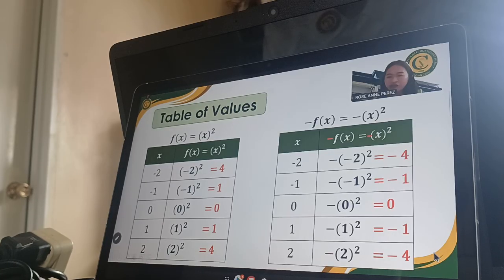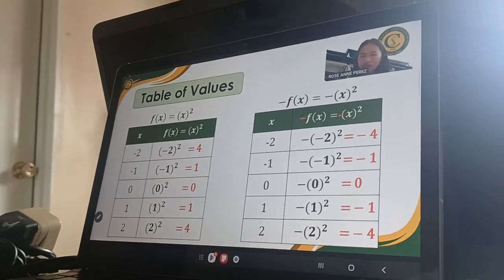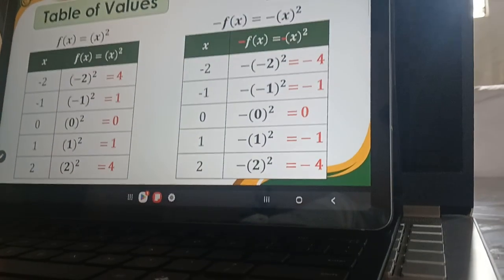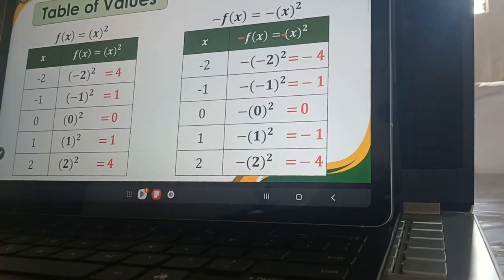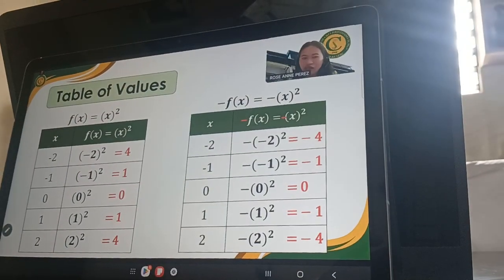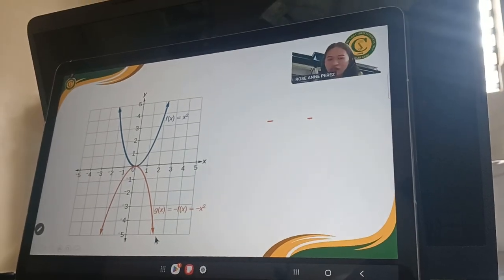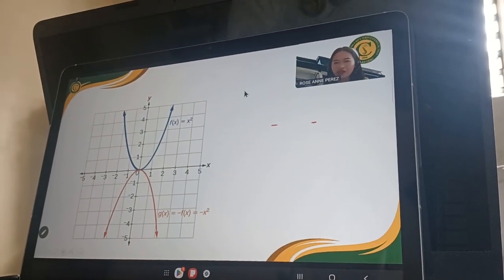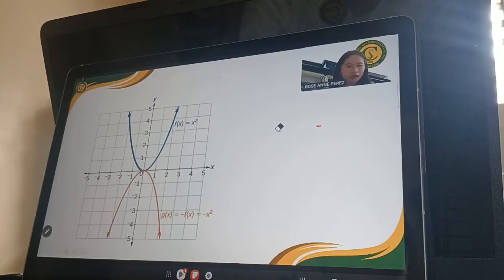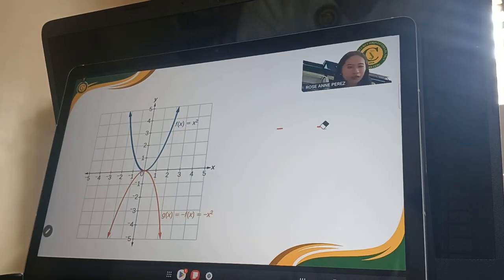Now, if you're going to graph this one, you need to graph both the original equation and the graph of its reflection. So it will look like this. The blue graph is your original, and the orange is your reflection. Let me erase first. So this is a reflection about the x-axis.